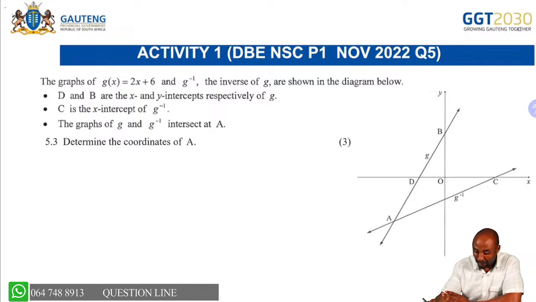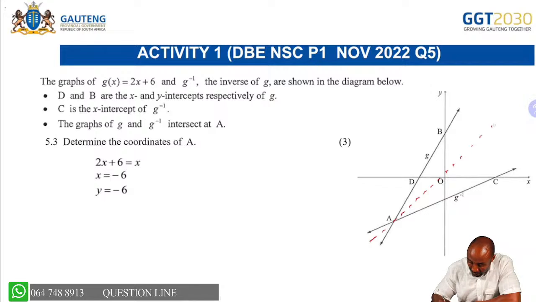5.3, determine the coordinates of A. Now, remember, the coordinates of A is the point of intersection of our g of x and our g inverse of x. And we are going to use the second method.